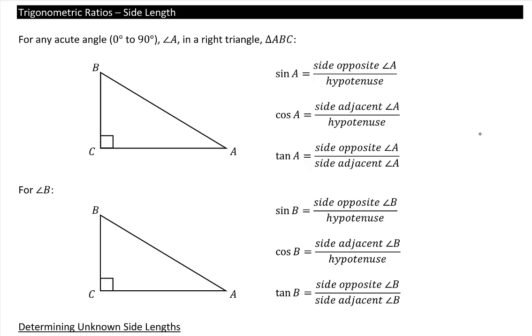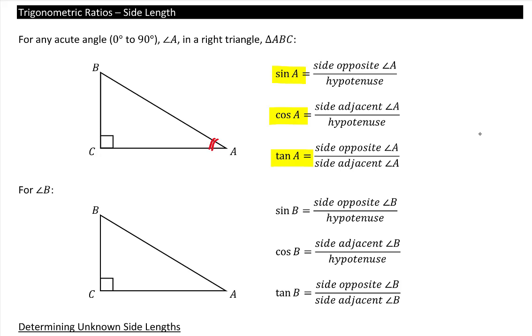We are going to review how to use trig ratios to solve for a side length. For any acute angle between 0 and 90, say angle A, so that's this angle down here, in a right triangle, there are three trig ratios. They are sine, cosine, and tangent.